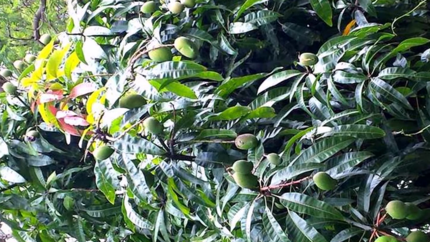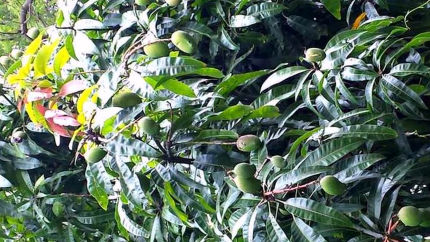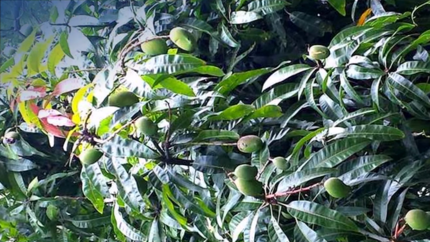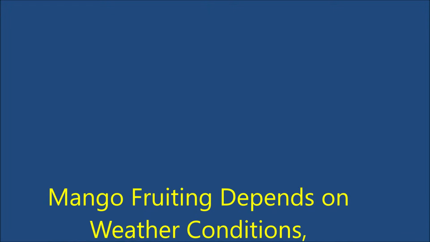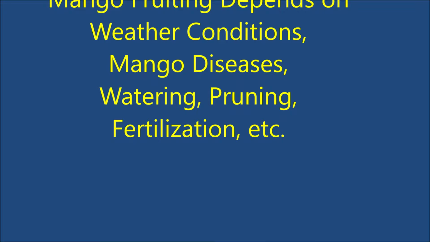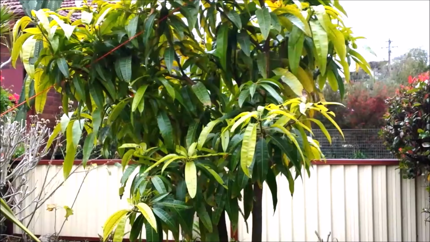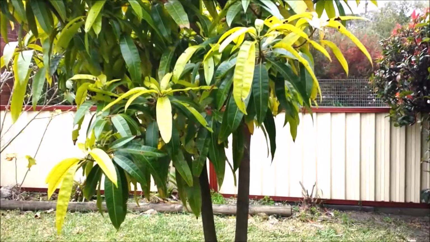There are many mango trees that fail to produce any fruits for several years. There are several reasons for no fruits. The fruit set in a mango tree depends on several factors including weather conditions, diseases, watering, pruning and fertilization, but in some mango trees even favorable conditions will not produce fruits. So what to do, how to induce flowers and fruits in such trees?